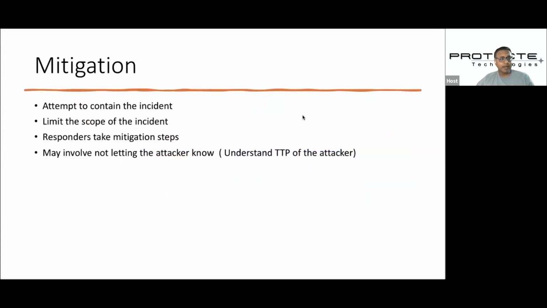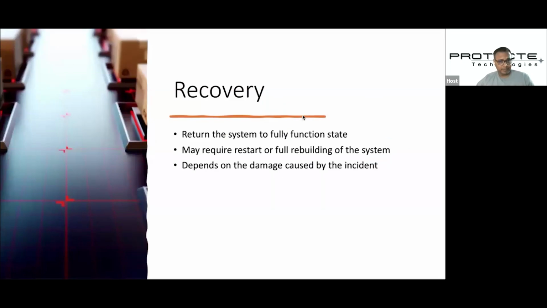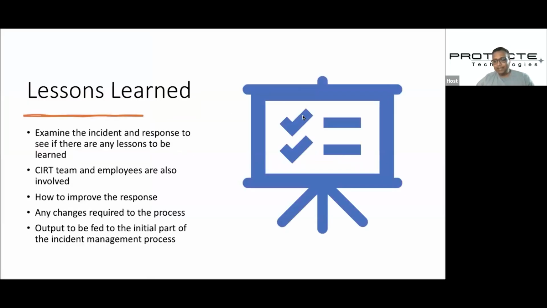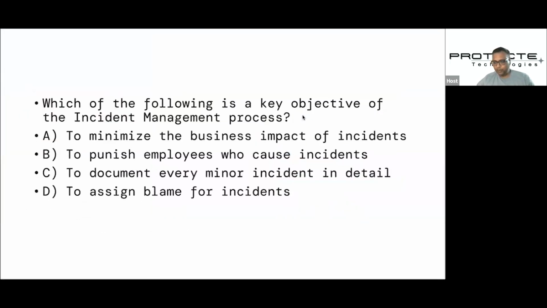Then you try to contain the incident. As I told you, you need to contain the incident. You do not let it spread. Responders take immediate steps to contain the situation. And then, if something has gone wrong, you recover the systems back to a secure state. And then you do a root cause analysis. Remediation is the root cause: why did it happen? We saw that. And then you take out your lessons learned, your teams learn from it, and you improve the processes.